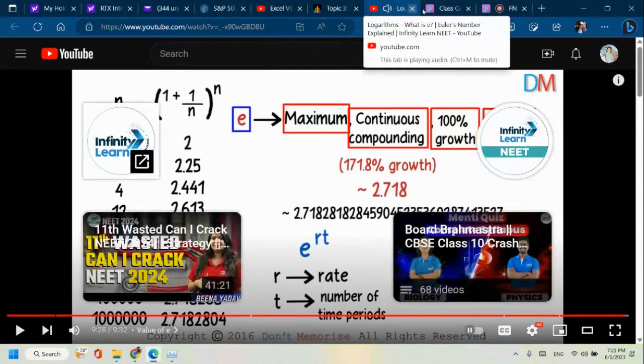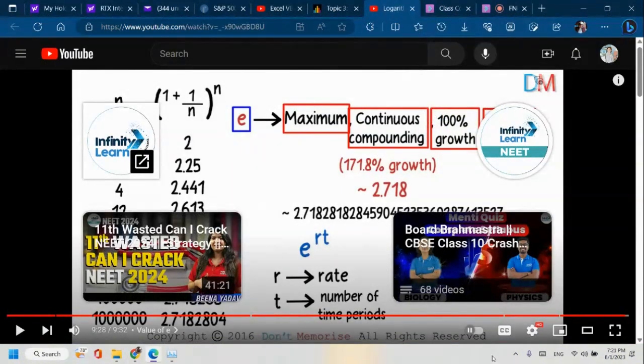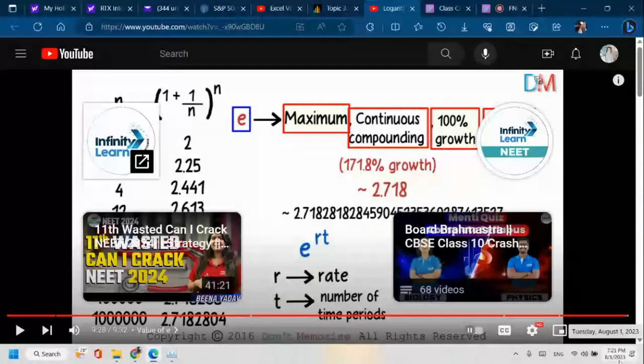All right, so that's the basic concept of Euler's number. It's pronounced Euler. Swiss German mathematician.